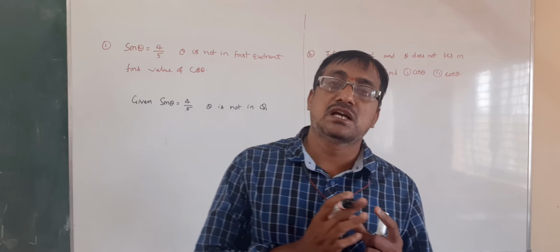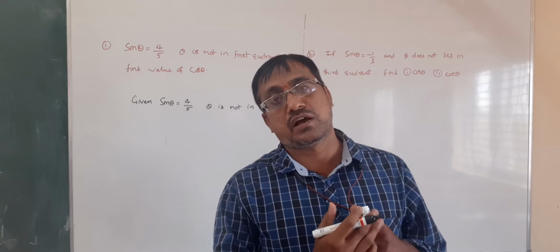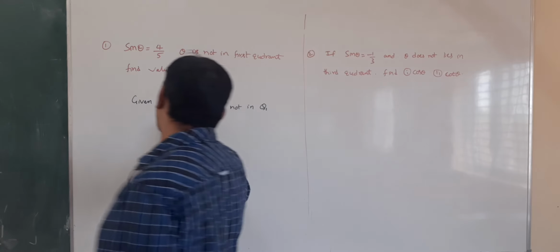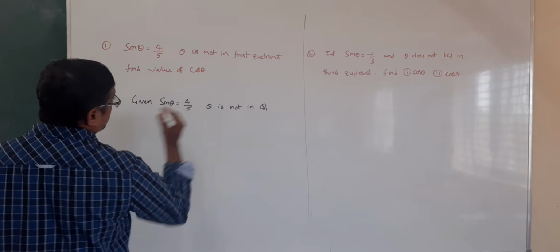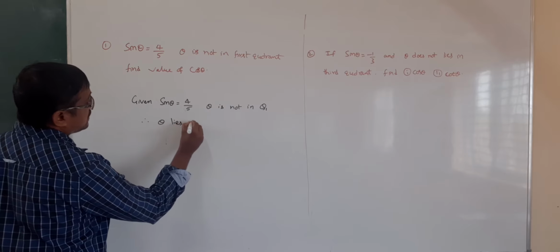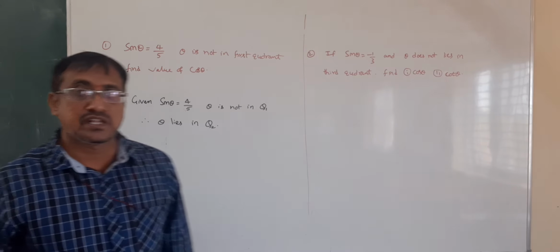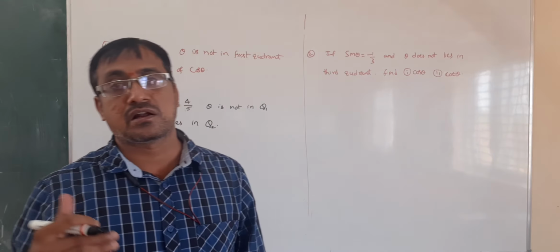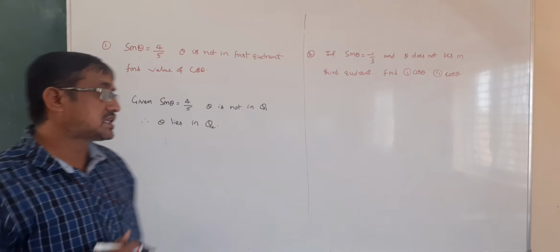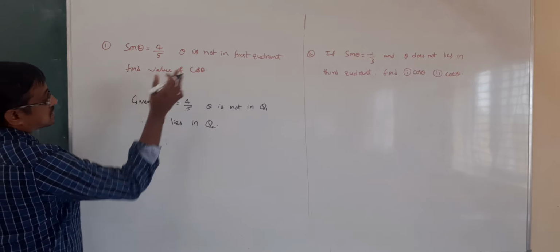So sin theta is positive in the first quadrant and second quadrant. They have given that sin theta is 4 by 5, which is positive, and theta is not in the first quadrant. Therefore theta lies in the second quadrant, which is Q2. Now you have to find cos theta.